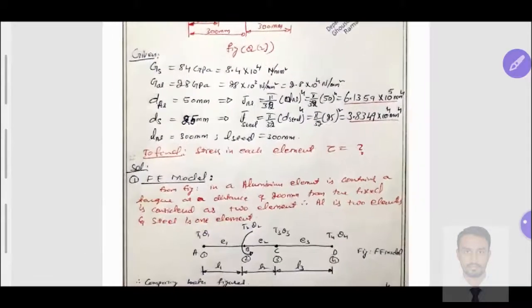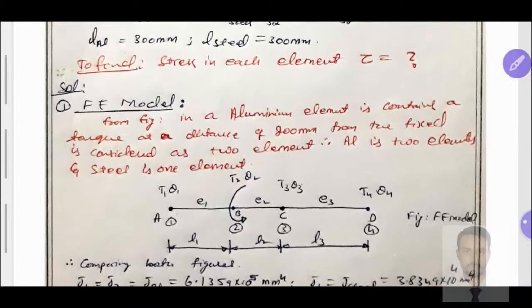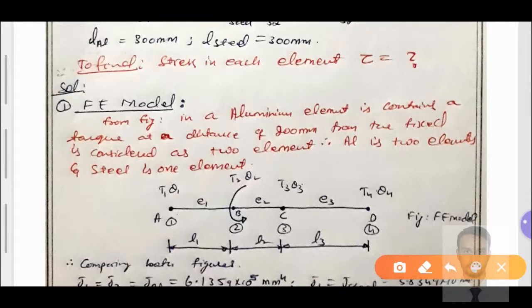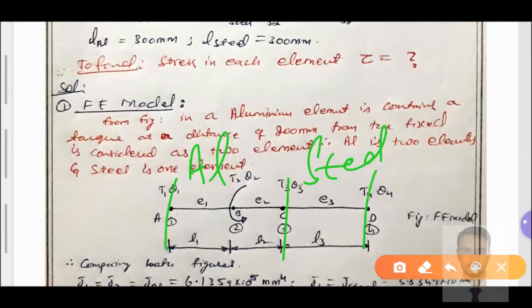Now we got the idea. After getting that idea from the figure, I have converted it: this one is the aluminum element, and this one is the steel element. The aluminum element has been converted into two elements, and the steel remains the same. We got the idea here.